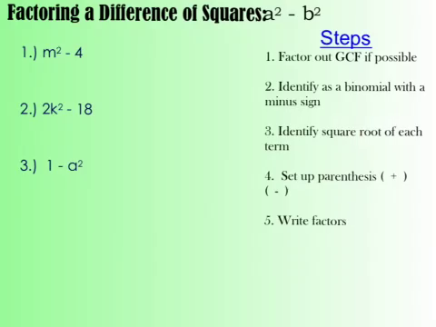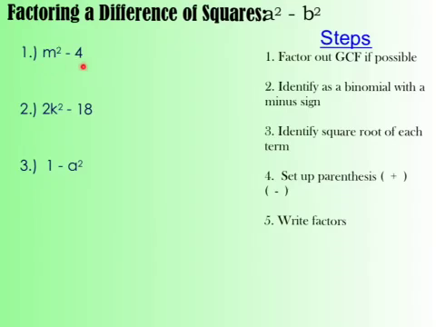Alright, so factoring a difference of squares. Notice this is the general form up here. It's a squared minus b squared. So we see there's 2 terms, both of them are squares, and there's a minus sign in between. So step 1, factor out the greatest common factor if possible. That's always your first step.